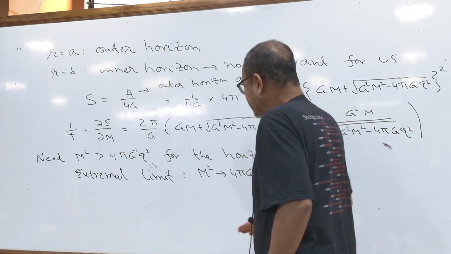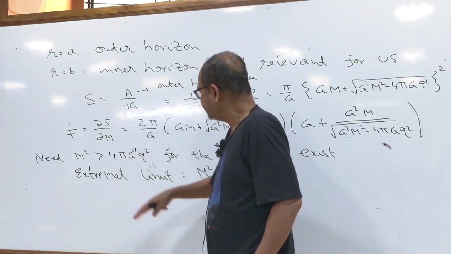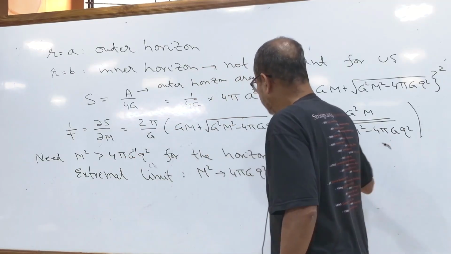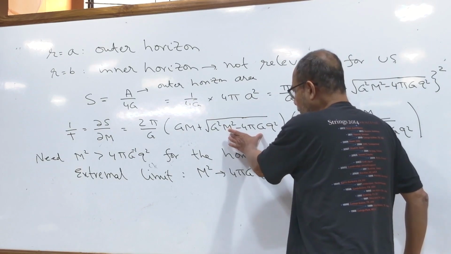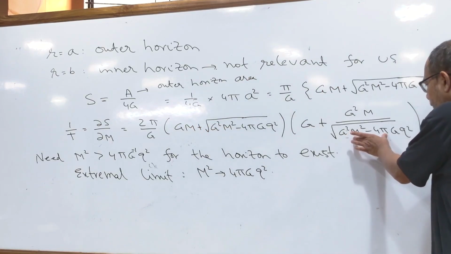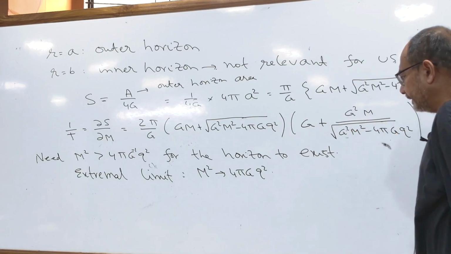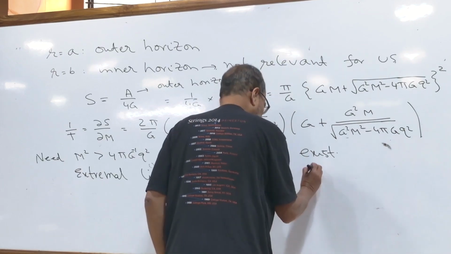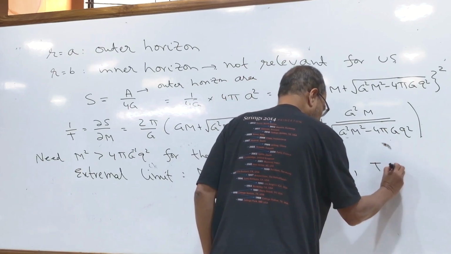Now you see that if you take the extremal limit and examine the expression for 1 over T, we see that this of course goes to 0, right? But there is a GM factor that remains here. Here, this one becomes infinite. So in this limit, 1 over T goes to infinity, or T goes to 0.